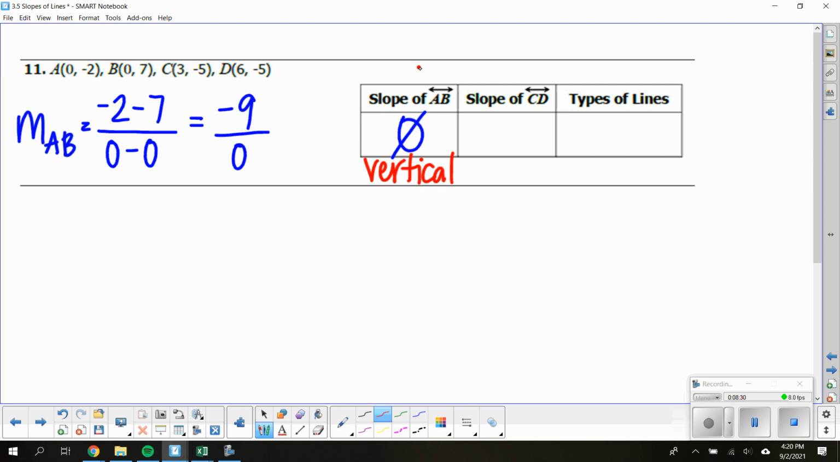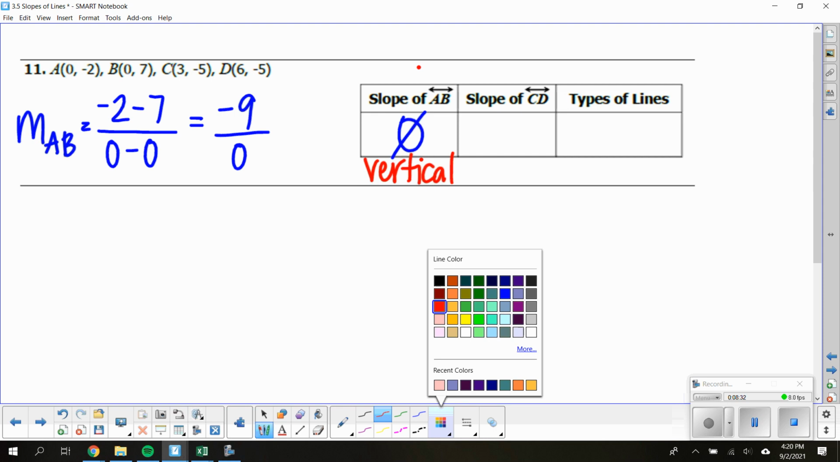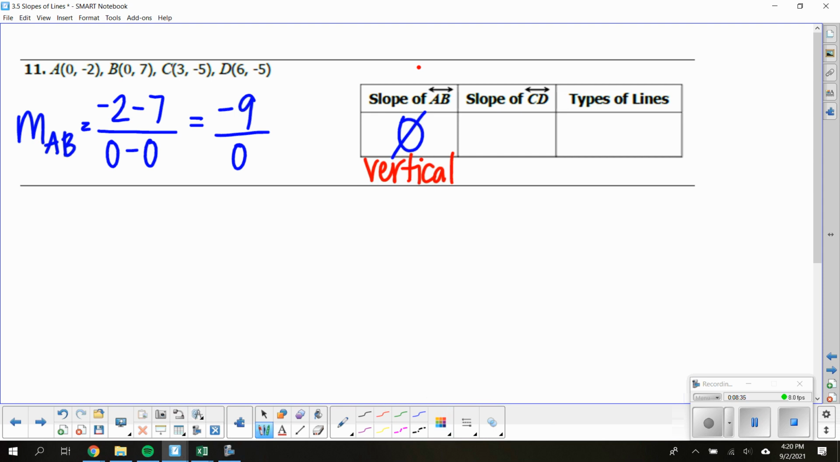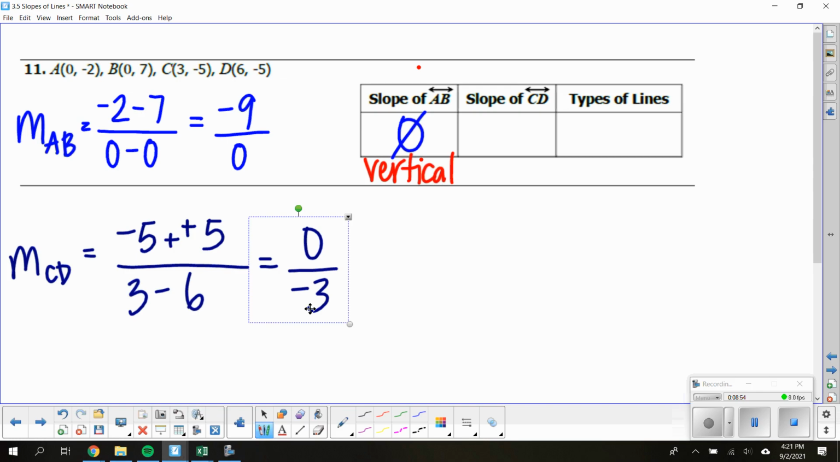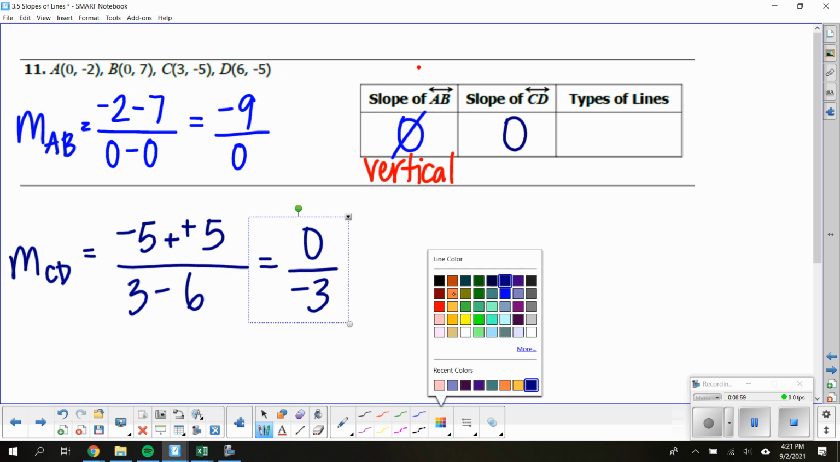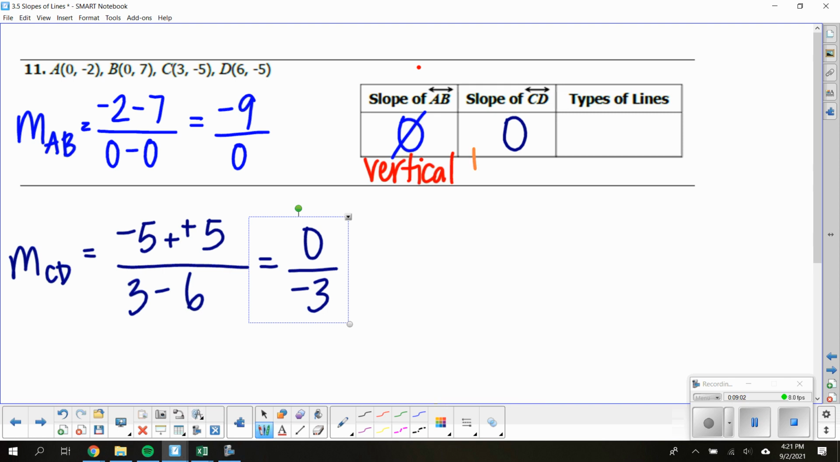Undefined, you cannot put words to the amount of effort it's going to take you to scale that building. So let's look at the slope of CB. Starting in y, negative 5, minus y from B, negative 5, over x 3 minus x 6. Negative 5 plus positive 5 is 0. 3 minus 6 is negative 3. 0 divided by negative 3 is 0. And remember, walking a flat straight line takes 0 effort, so this is horizontal.